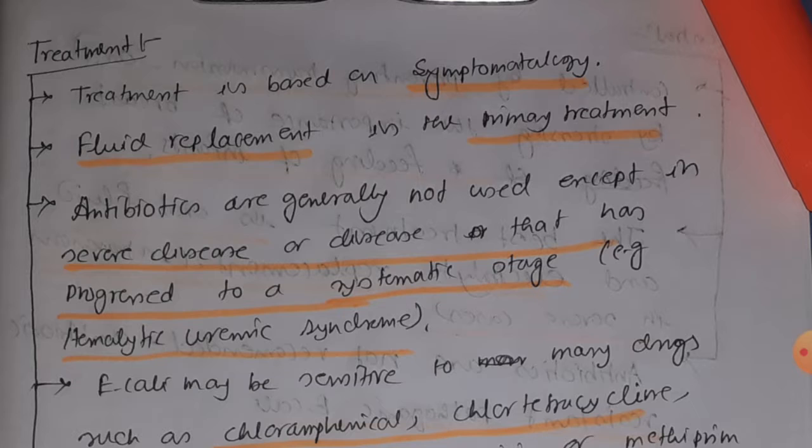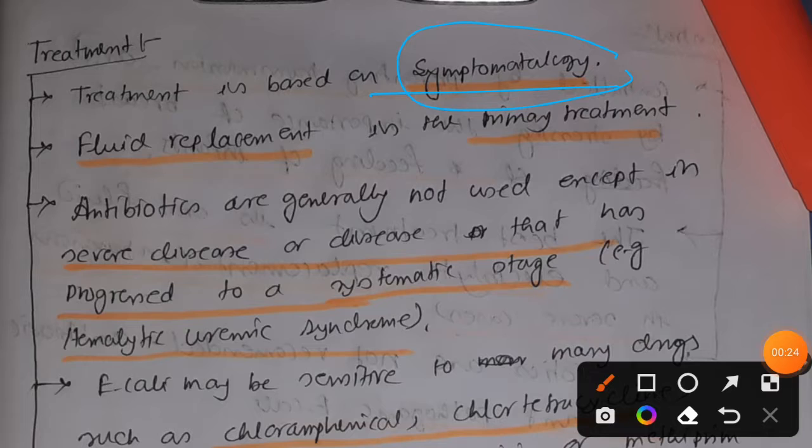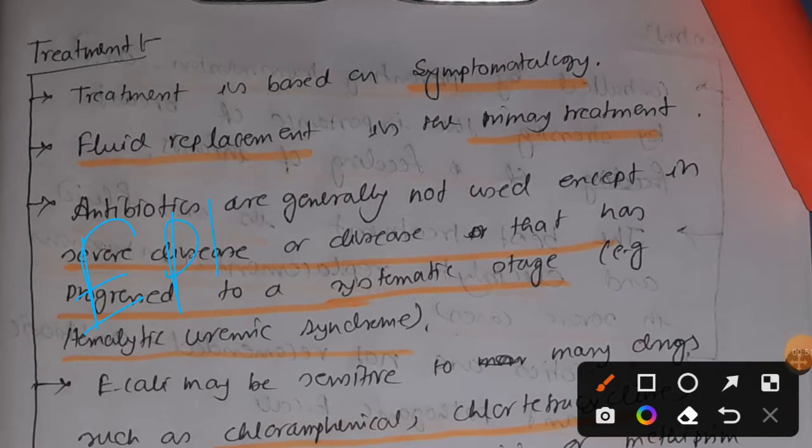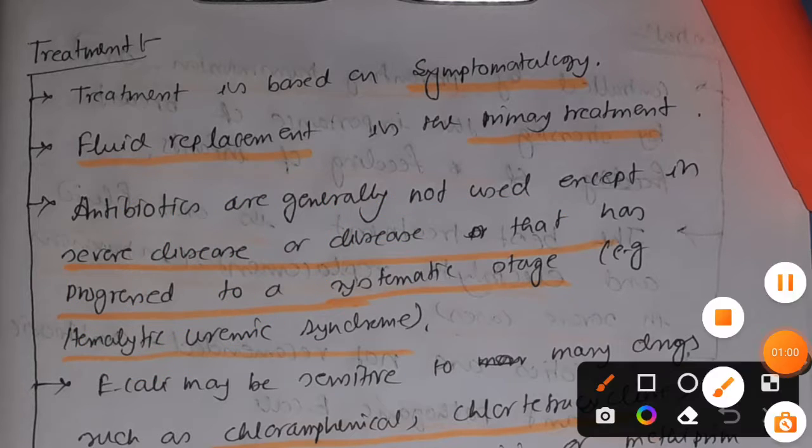So let's get started. First of all, the treatment is totally based on symptomatology. What is the meaning of symptomatology? It means that we are doing the treatment on the basis of the symptoms. If we are observing watery diarrhea, it is clear that we are fighting against ETEC. If we are observing bloody diarrhea, then EHEC. If our patient is a child and is observing diarrhea, then we can conclude that it is caused by EPEC, right? So it is important that treatment is highly based on symptomatology.